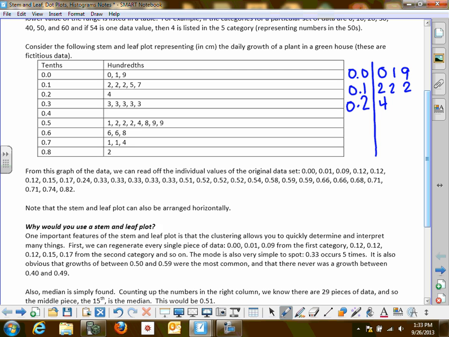But let me explain to you what this means. Over here are the leaves, and these are the stems. The stems are the beginning of the number, and the leaf is the end of the number. You are only allowed to have 1-digit leaves, period. So you can't have like 89 over here if it was 0.089. Okay? You only have 1-digit leaves.